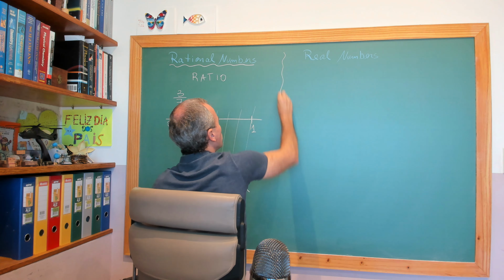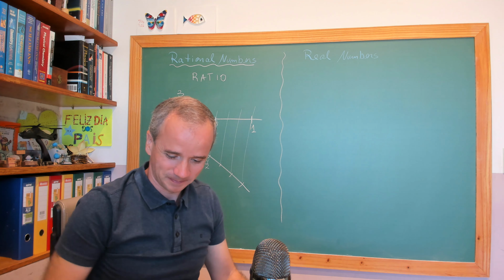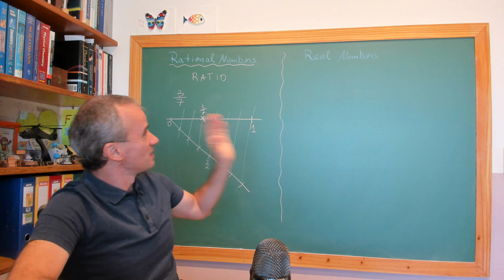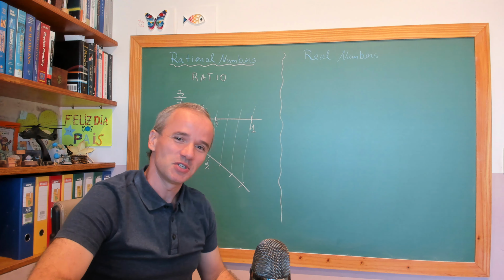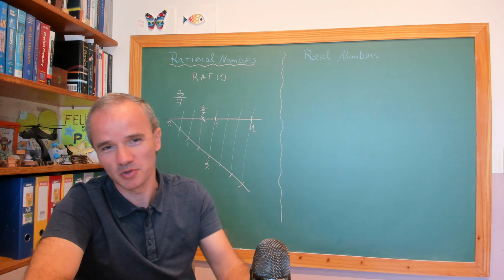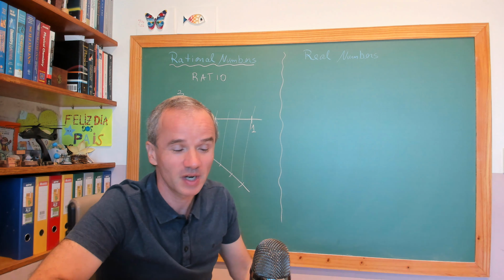Now, let's draw something more interesting. And that is why I decided to make this video. It's because I want to teach you, if you don't know yet, how to mark square root of 2, square root of 5, square root of, I don't know, 92, whatever.